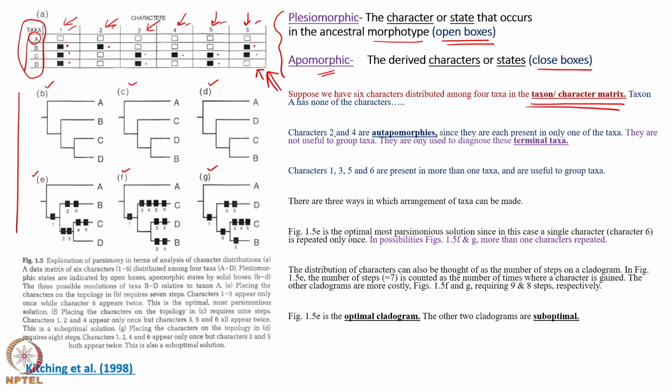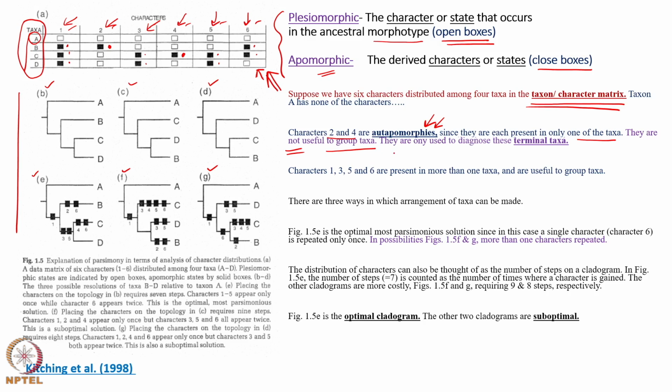Now, here characters 2 and 4 can be called autapomorphy, since they are each present in only one of the taxa. Character 2 is present only in taxon B and character 4 is present only in taxon C. Since they are present only once, they will not be useful to group the taxa. So, the autapomorphies are not useful to group the taxa.